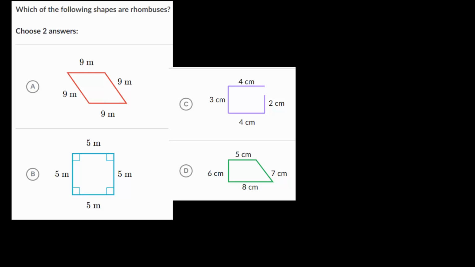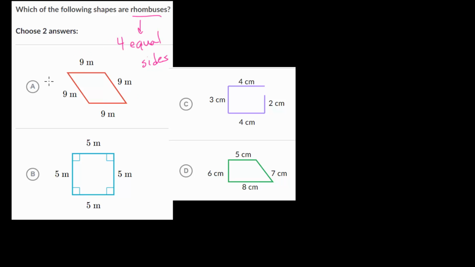So let's look at a few more example problems where we need to identify and classify these quadrilaterals, which remember are just four-sided closed shapes. So which of the following shapes are rhombuses? And a rhombus, remember, has four equal side lengths. And we're not really concerned whether the opposite sides are parallel or if we have right angles. But in all of these, we just need four equal side lengths.